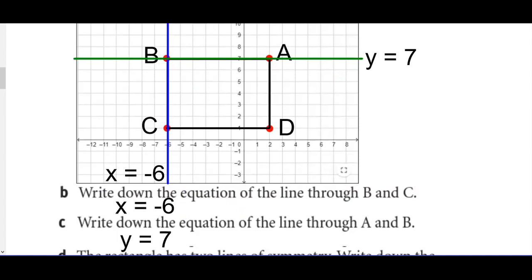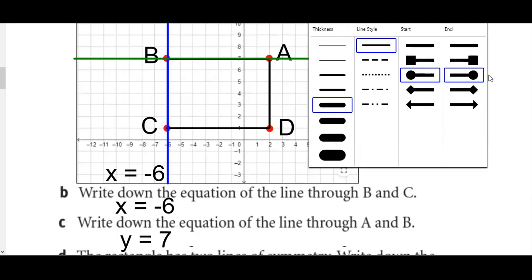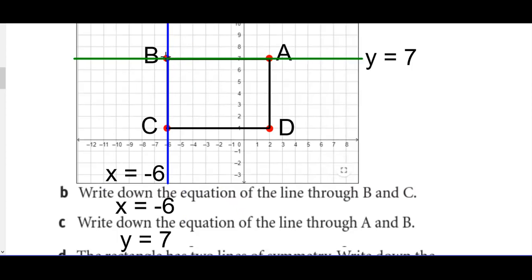Okay, so we have a rectangle over here. Let me try to highlight that rectangle. This is the rectangle which I'm talking about. See that? This is the rectangle which I'm talking about.